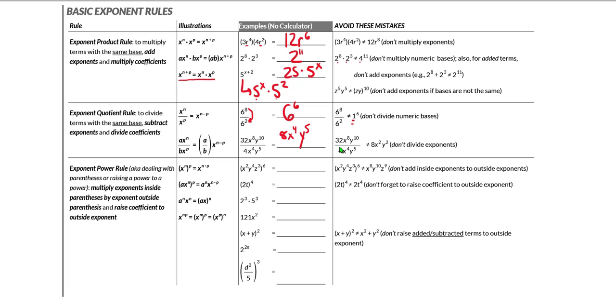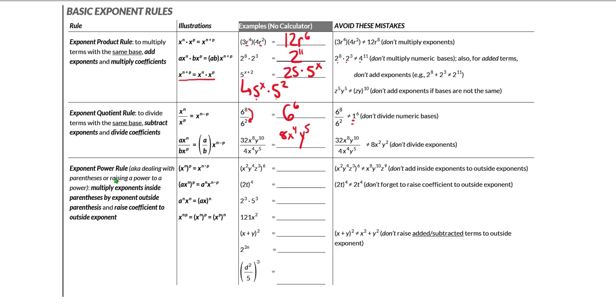Be very careful of dividing your exponents. x to the 8th divided by x to the 4th is not x squared. Similarly, y to the 10th divided by y to the 5th is not y squared. Do not divide your exponents. You subtract your exponents.